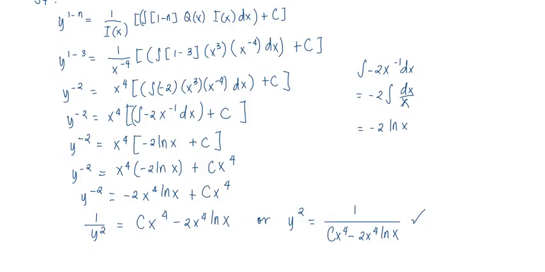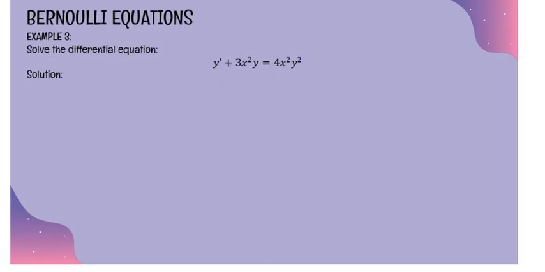And then for number 3, you have to solve the differential equation y prime plus 3x squared y is equal to 4x squared y squared. So what are we going to do for this case? We are going to do the same thing as what we did with the other items.